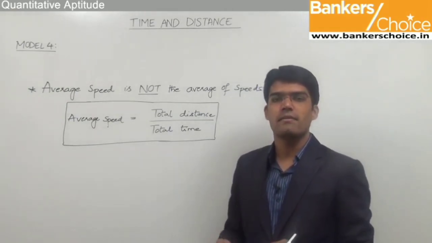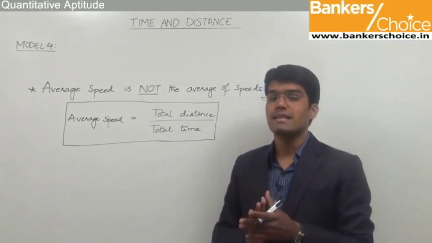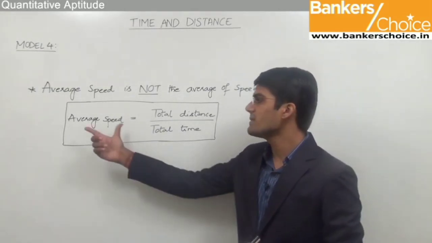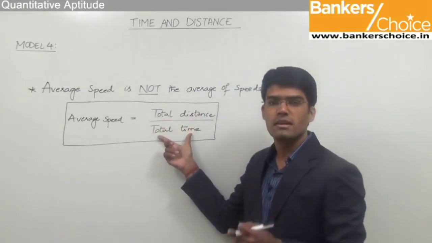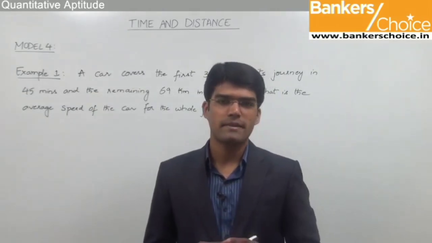we cannot say that the average is (50 plus 60) by 2, that is 55 kilometers per hour. Why? Because that's not the way to find out average speed. Average speed in general should always be calculated as total distance travelled by the body by the total time taken to travel the distance. Let us now take an example based on average speed.